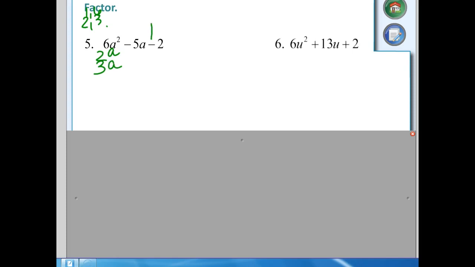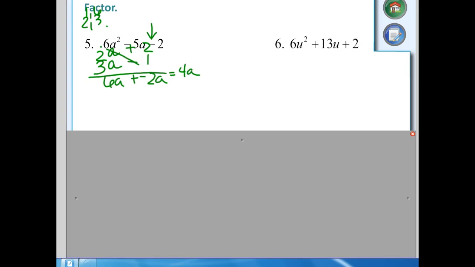Again, this back one's minus, so I need plus and minus, and we're going to do 2 and 1. Let's X factor, and we're going to get negative 2a and 6a. Now, when I add those together, that gives me 4a. So the middle didn't check.